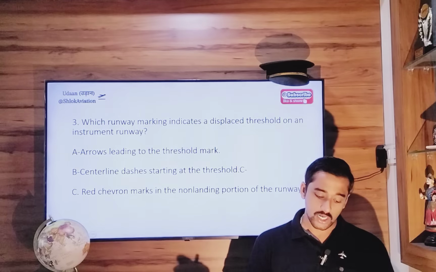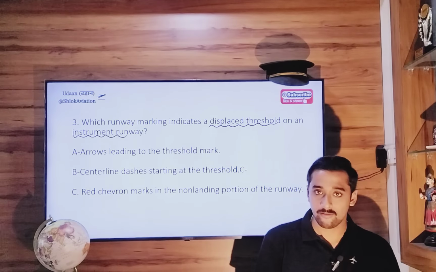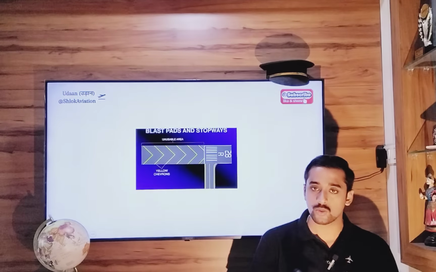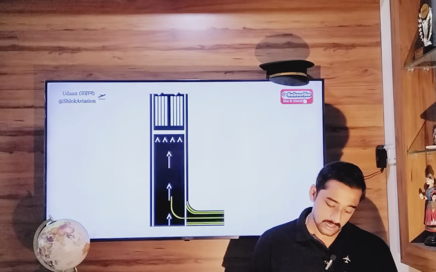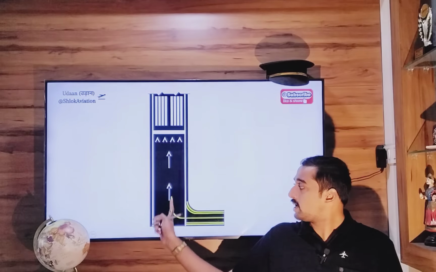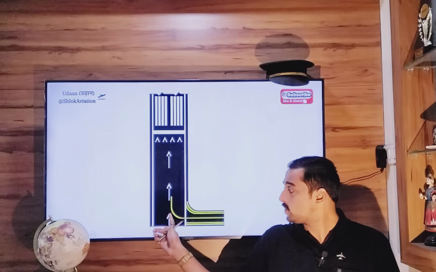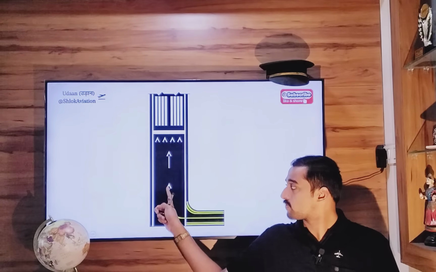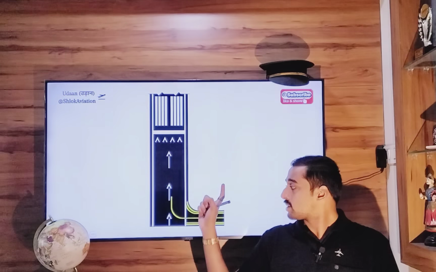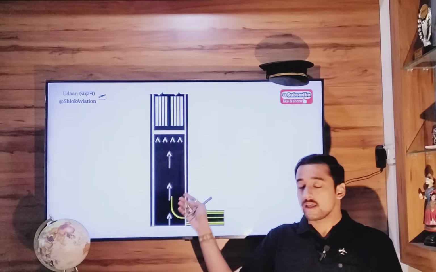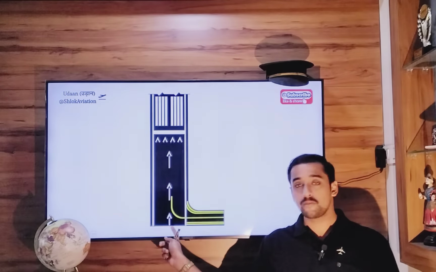Question 3. Which runway marking indicates a displaced threshold on an instrument runway? Very important. I have covered this question in previous quiz lectures also. So a displaced threshold will be indicated by this marking. The centerline of the runway, which is a white centerline, gets converted into these arrows. And these arrows will be pointing towards the displaced threshold. Now this is your entire runway. The beginning of the runway is at this location.